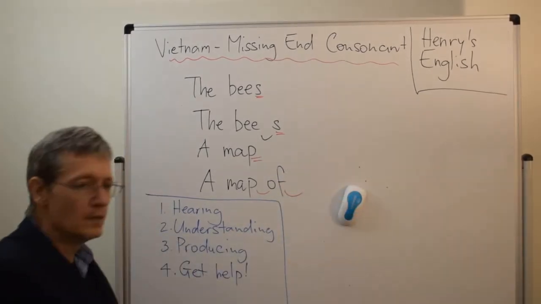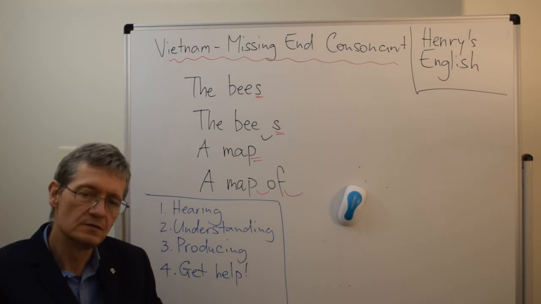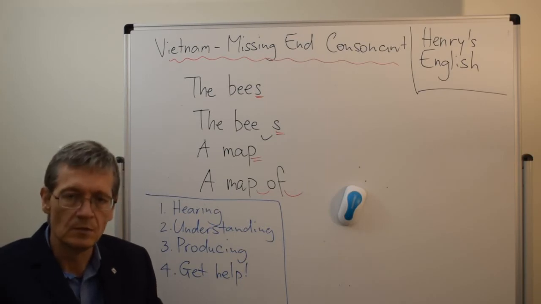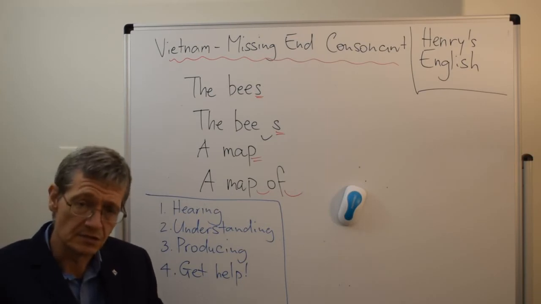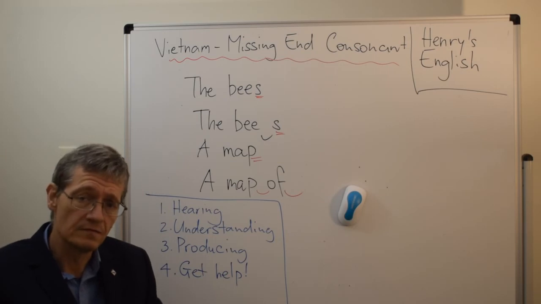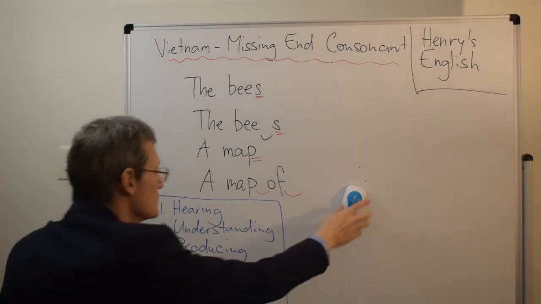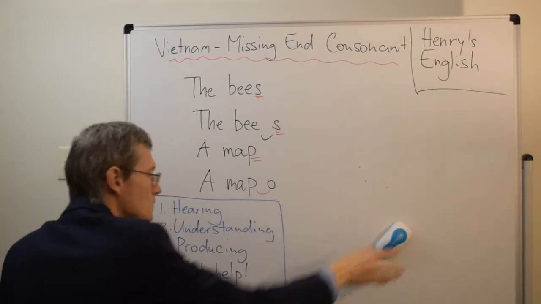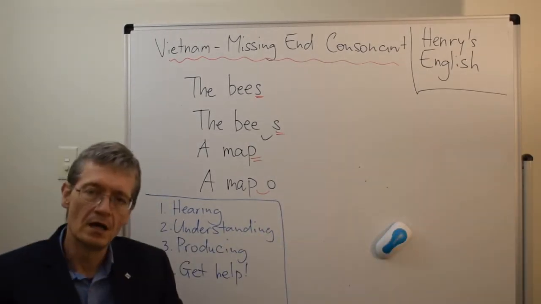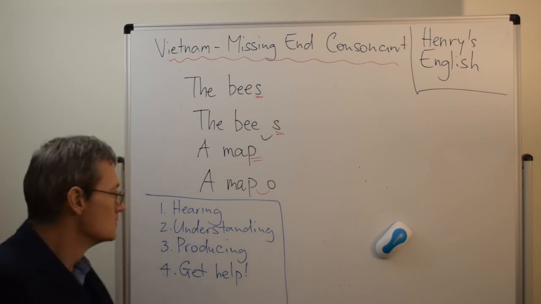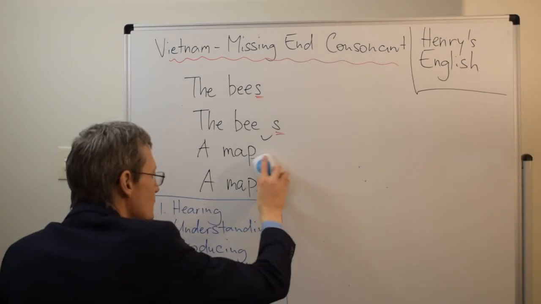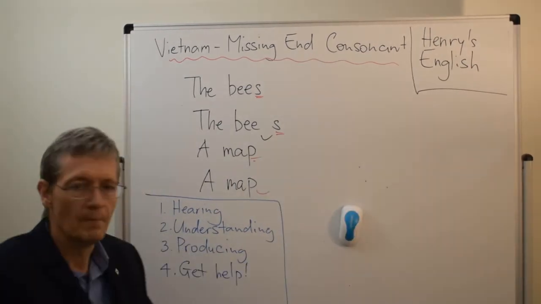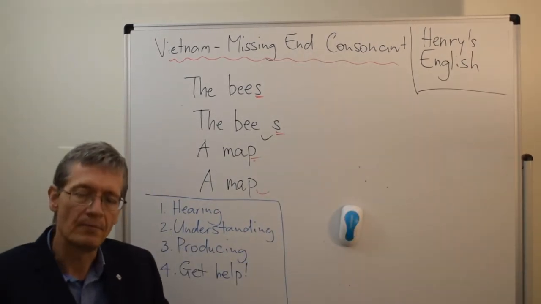And then it will be a map of, a map of. Now I know that's nonsensical, but once again this is about pronunciation. A map of, a map of. And then a mapper, a mapper. And then finally a map, a map, a map.